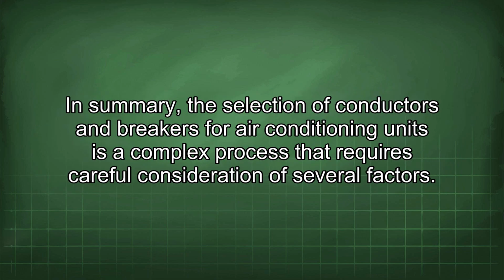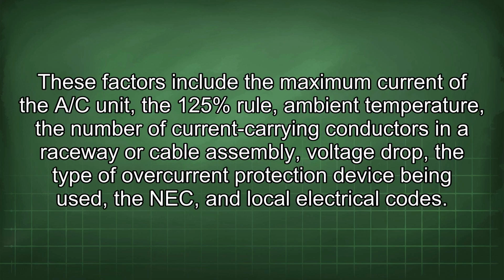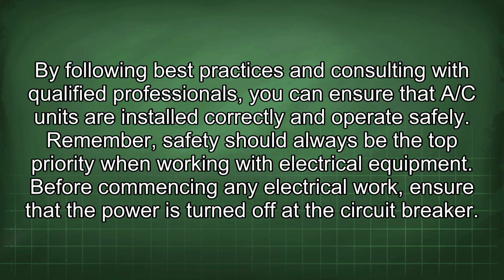In summary, the selection of conductors and breakers for air conditioning units is a complex process that requires careful consideration of several factors. These factors include the maximum current of the A/C unit, the 125% rule, ambient temperature, the number of current carrying conductors in a raceway or cable assembly, voltage drop, the type of overcurrent protection device being used, the NEC and local electrical codes. By following best practices and consulting with qualified professionals, you can ensure that A/C units are installed correctly and operate safely. Remember, safety should always be the top priority when working with electrical equipment.